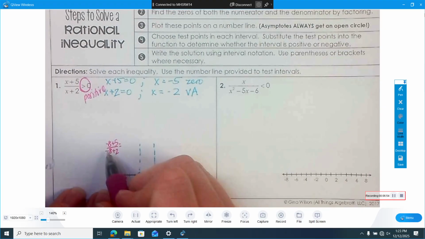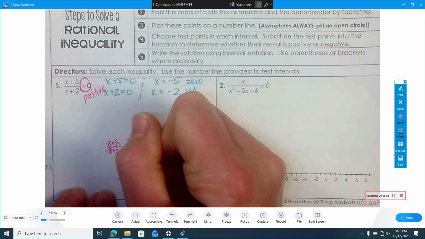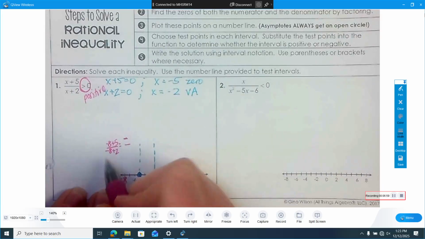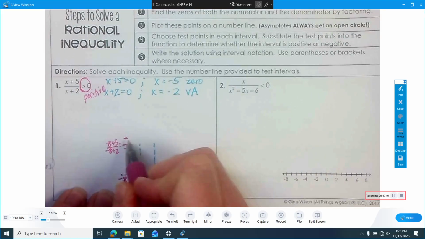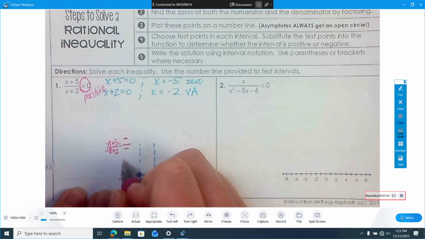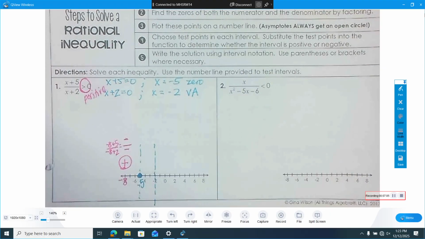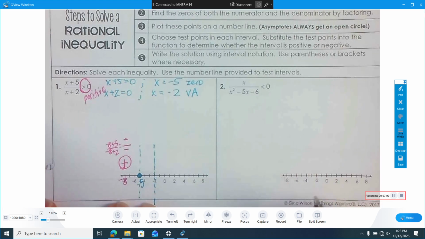I don't really care. What do we get on top? A negative. And what do we get on bottom? A negative. And what is negative divided by negative? A positive result. Okay.